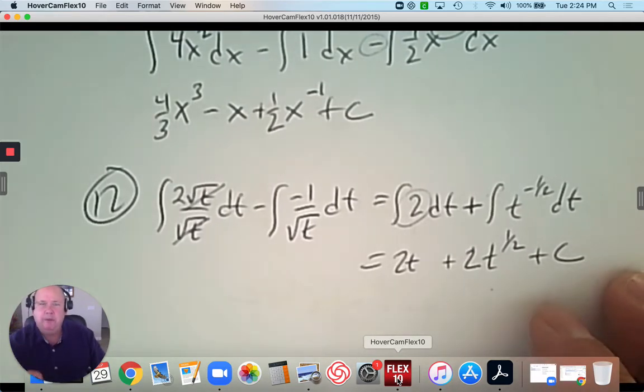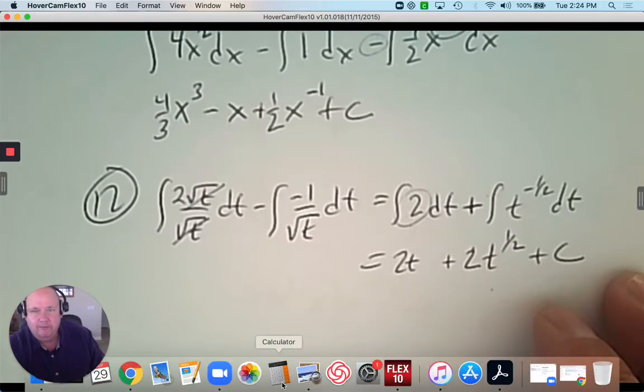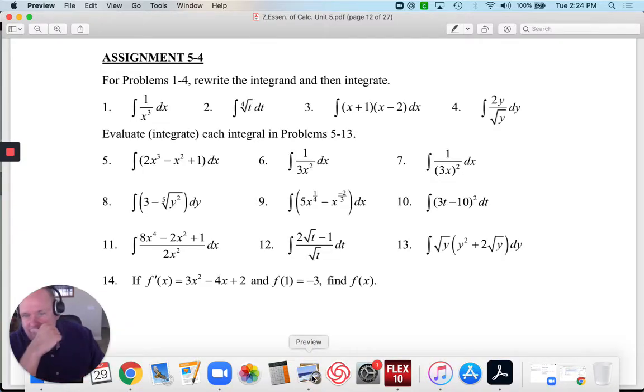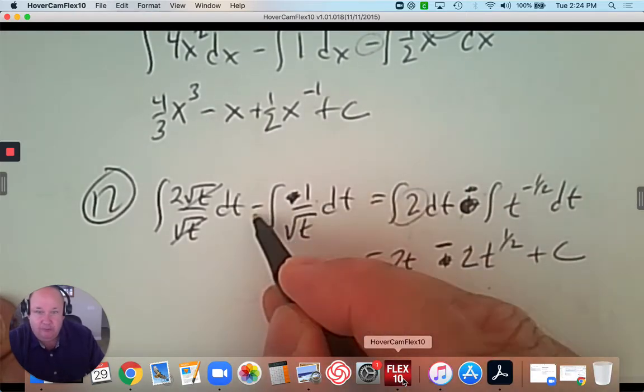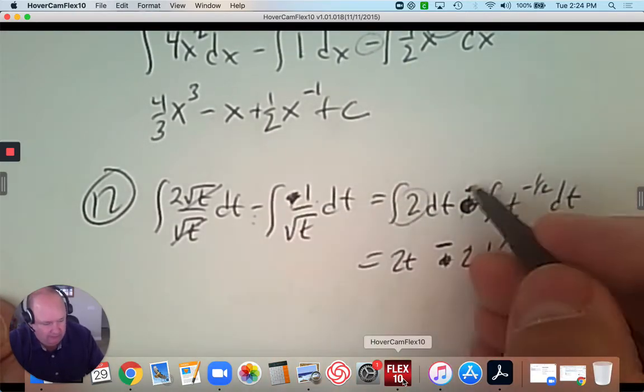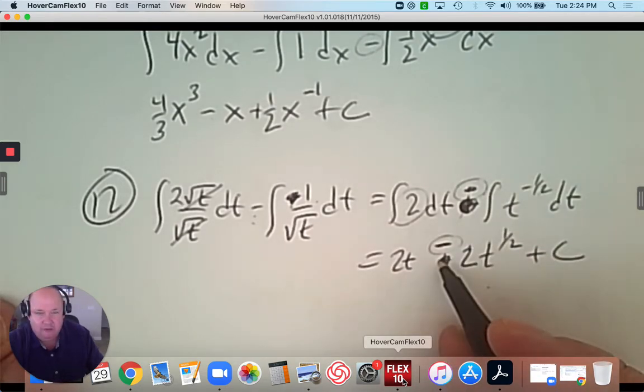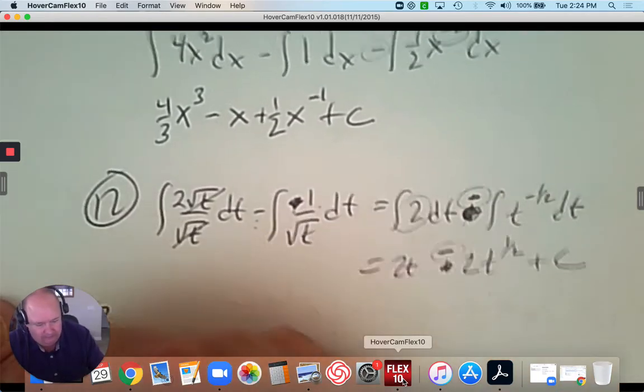Did I put too many minus signs there? Let me just look here quick. I did. I put a minus and then another minus. Let me just correct it. The sign is off just a little. So subtract that. It wasn't a subtract a negative. I just wrote it down properly. So that just changes to a subtract sign. 13.